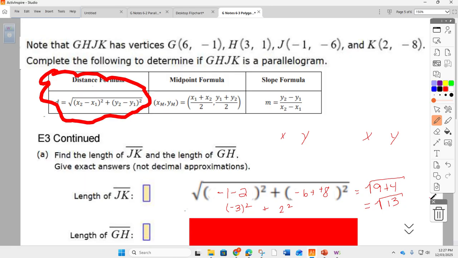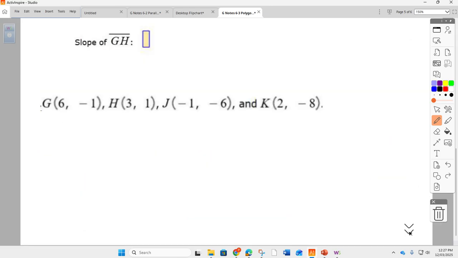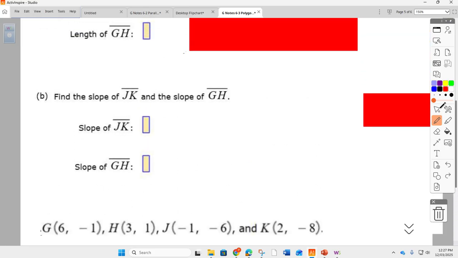The square root of 13 is 3.605551275. It's an irrational number. It goes on forever. It's about 3.6, but they said no approximations. The only way to give an exact answer here is to leave it under that square root symbol. Make sense? Okay. So we know that JK is the square root of 13 long, and now we're going to find GH.